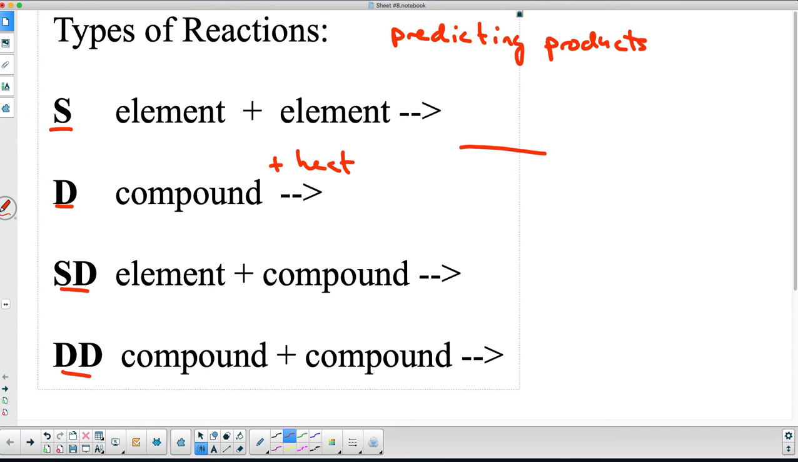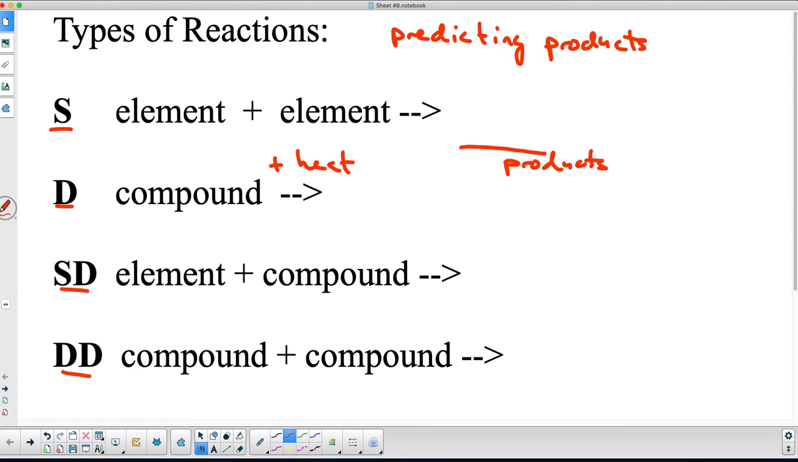Everything on the right-hand side are products. Everything on the left-hand side are reactants, in case you didn't know that already. So reactants on the left-hand side, products on the right-hand side. So if we have 2 things that we're going to add together, like an element plus an element, then of course we are talking about a synthesis reaction.